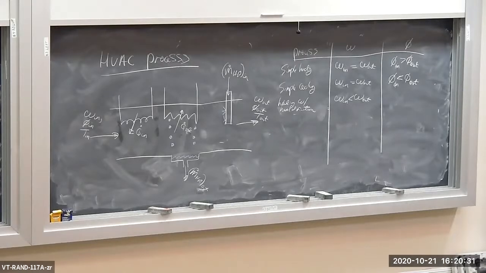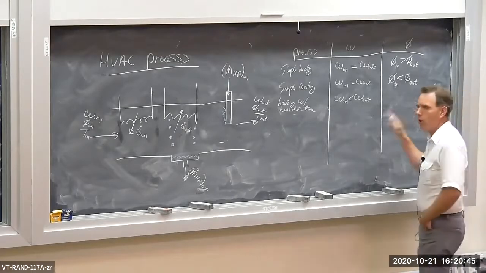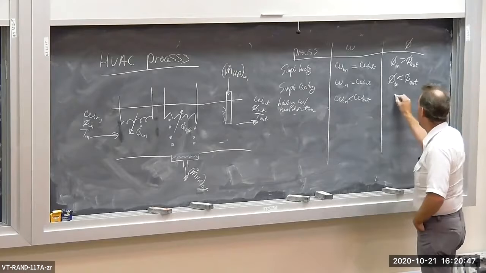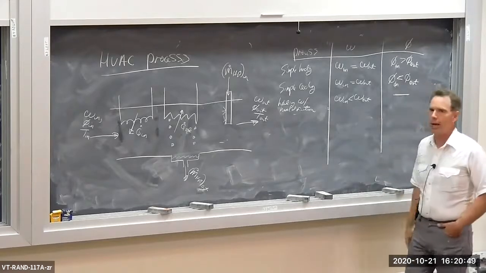In terms of relative humidity, well, heating reduces relative humidity, but adding H2O increases relative humidity. So depending on how much H2O is being added and how much heating is being done, humidity could go up or down. So I don't know which way it's going to go, so I'm just going to put a dashed line right there.